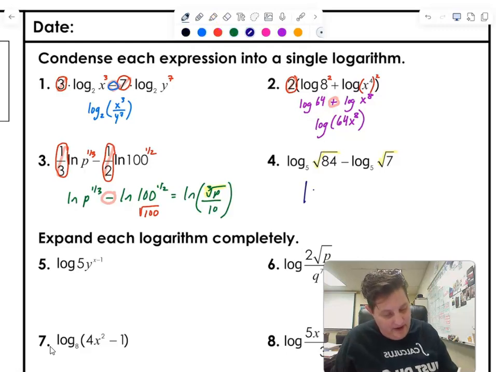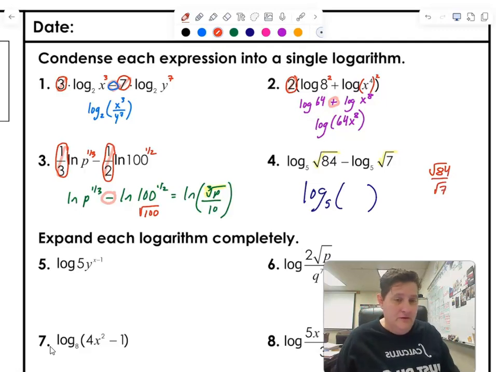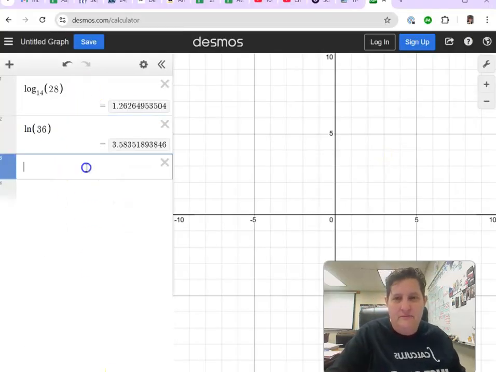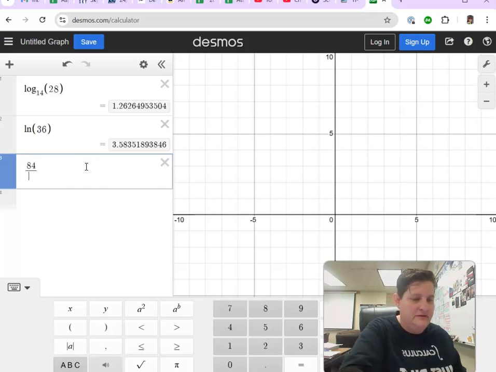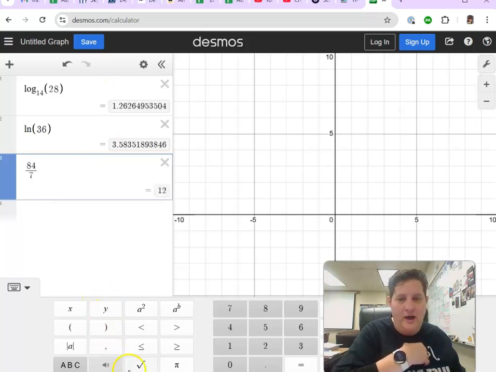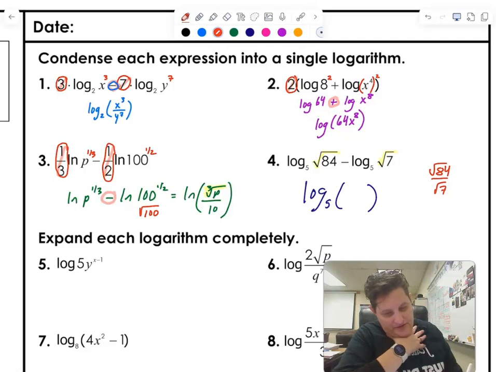And then the last one, I already put these square roots on, so all I need to do now is combine them together by dividing the square root of 84 divided by the square root of 7. Well, because they're both in the square root sign, you can just do 84 divided by 7, right? I'll just use Desmos, and I get 12. So this just turns into the square root of 12, and that's good enough. I can leave it like that.